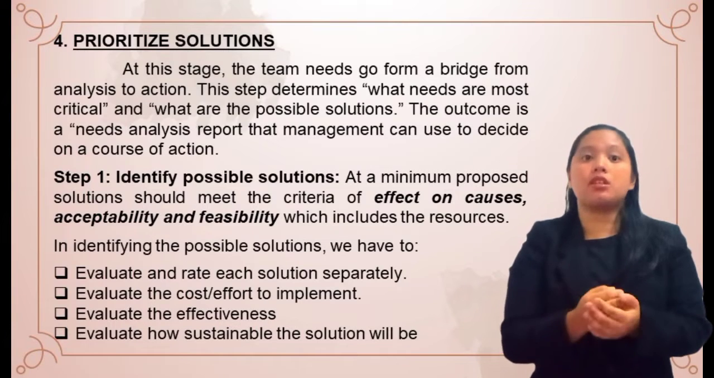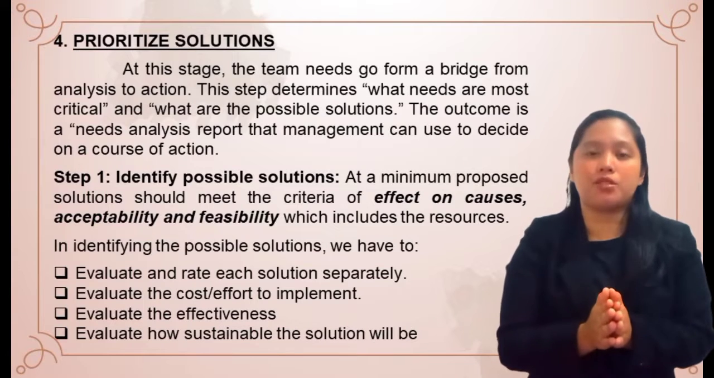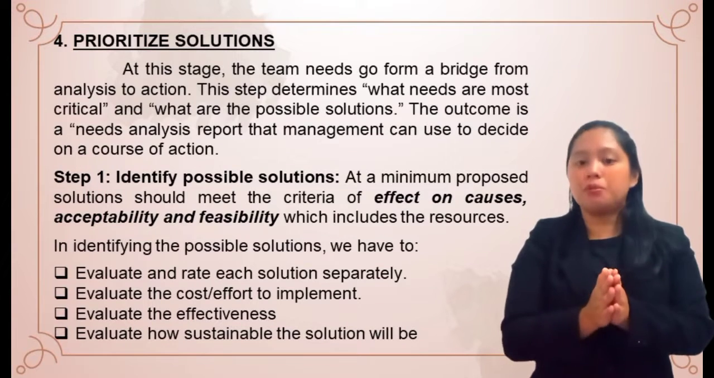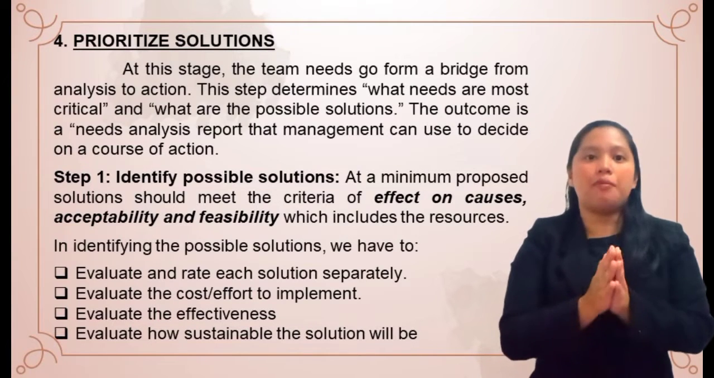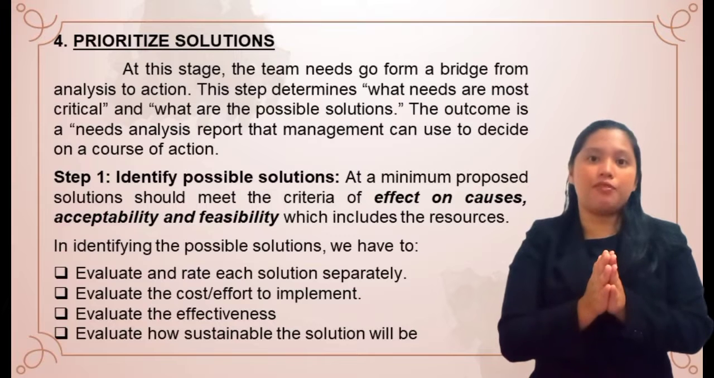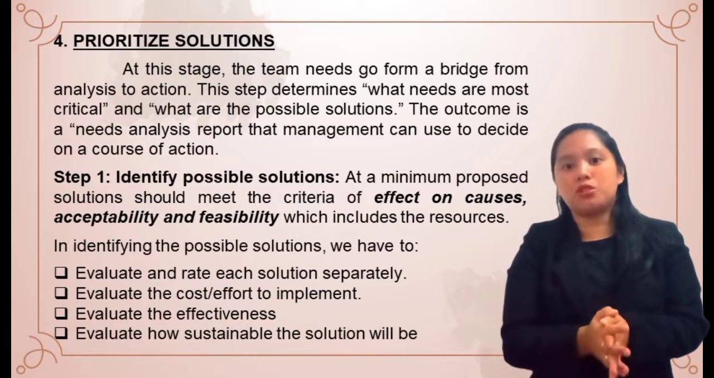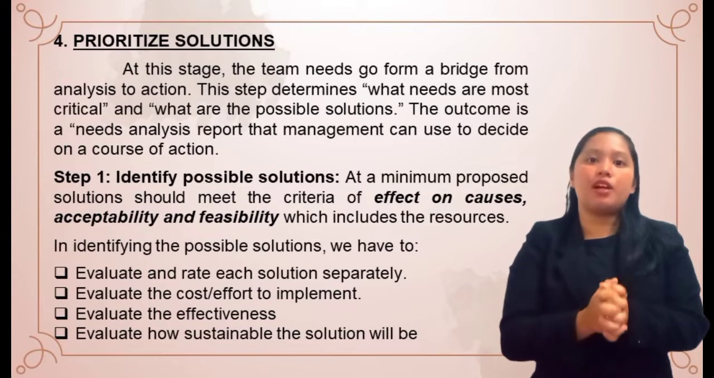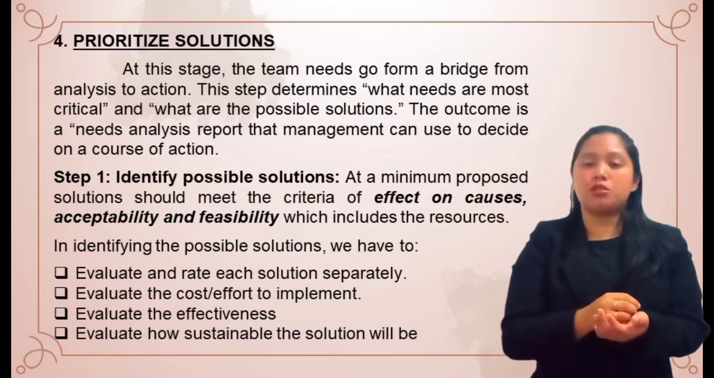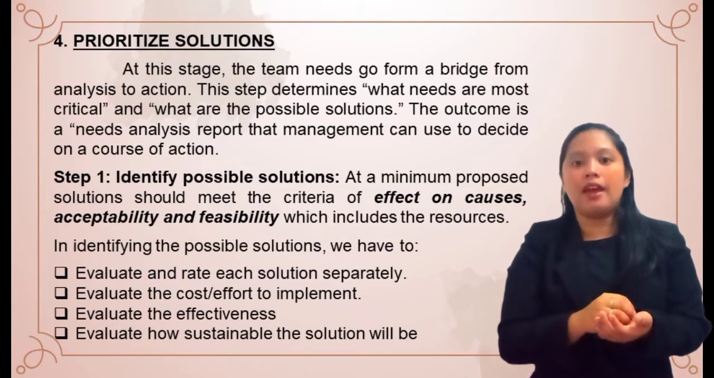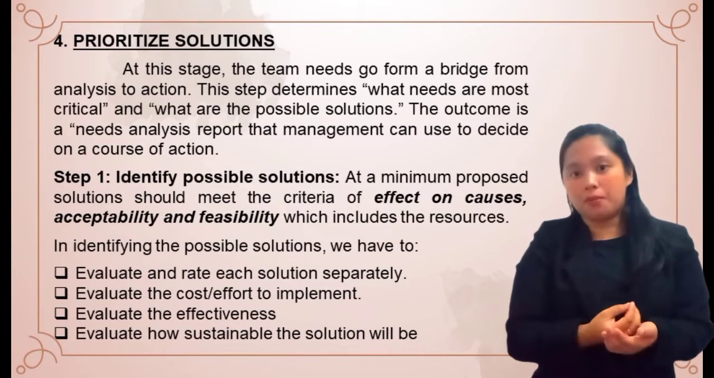In this process, there are four steps. The first step is identify possible solutions. At a minimum, proposed solutions should meet the criteria of effect on causes, acceptability, and feasibility, which includes the resources. In identifying possible solutions, first we have to evaluate and rate each solution separately, which means that every possible solution must be analyzed and reviewed in order to pick out the most applicable solution.